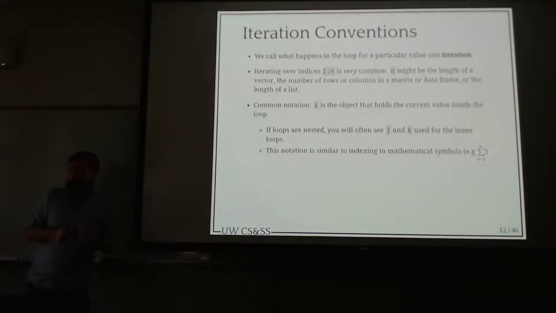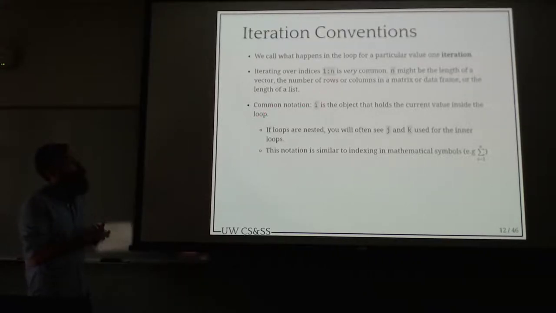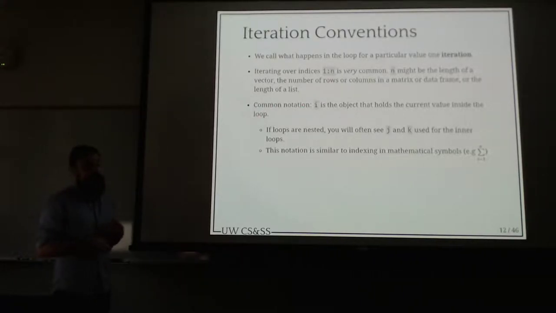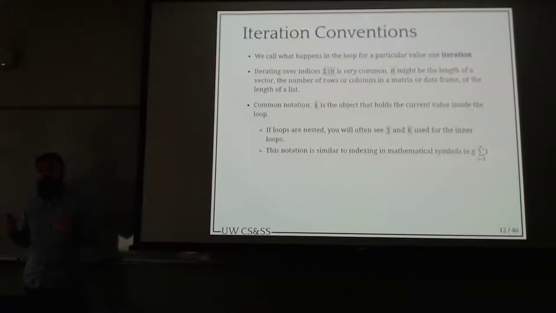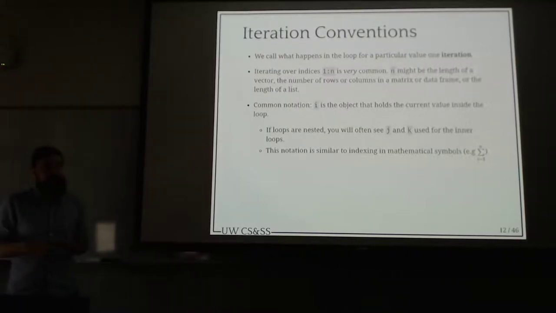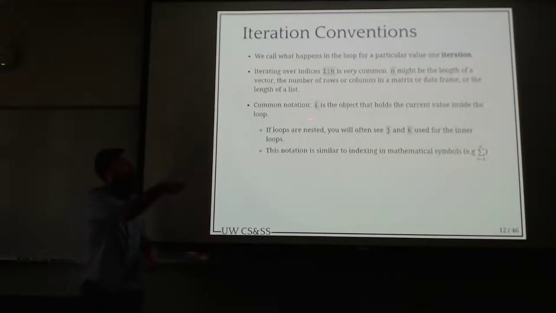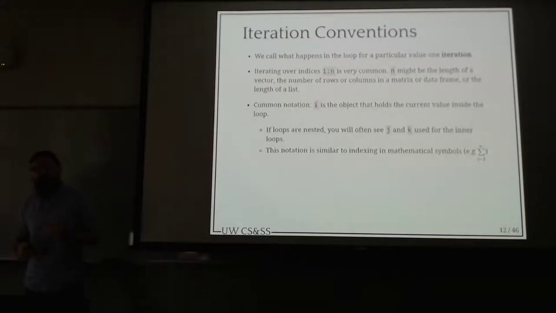Common notation for loops is that I will be the object that holds the current value inside the loop. You can put a loop inside of another loop, inside of another loop, inside of another loop. You can put as many loops inside of each other as you want. As you go inside loops, the convention is usually I will be whatever changes the fastest. J will be the next fastest changing, K will be the next after that. So I, J, K, this kind of notation, you may have encountered before.